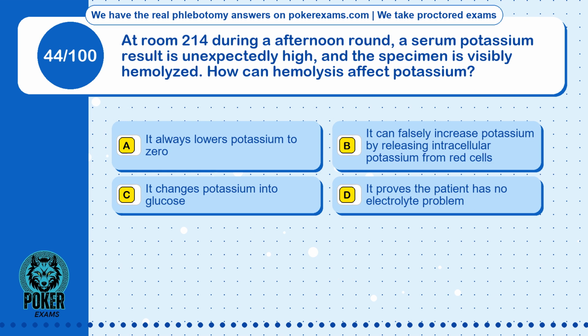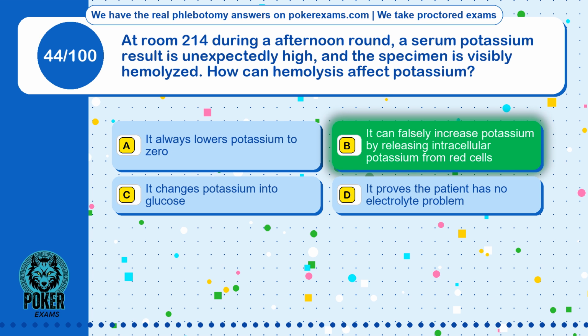Question 44. At room 214 during an afternoon round, a serum potassium result is unexpectedly high, and the specimen is visibly hemolyzed. How can hemolysis affect potassium? Option A. It always lowers potassium to 0. Option B. It can falsely increase potassium by releasing intracellular potassium from red cells. Option C. It changes potassium into glucose. Option D. It proves the patient has no electrolyte problem.